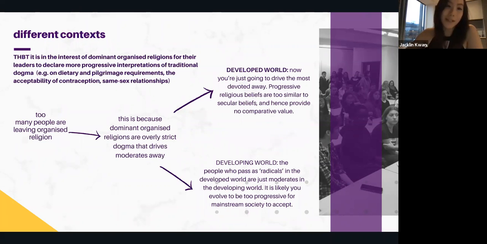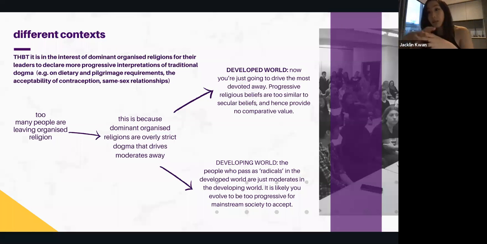So, for example, this house believes that it is in the interest of dominant organized religions for their leaders to declare more progressive interpretations of traditional dogma. So maybe you loosen how stringent you are on dietary practices, or the acceptability of contraception or same-sex relationships. And so if you're on opening government, you can say, look, there are just too many people leaving organized religion. And that's because dominant organized religions are just too strict on some of the dogma, and it drives lots of moderates away.